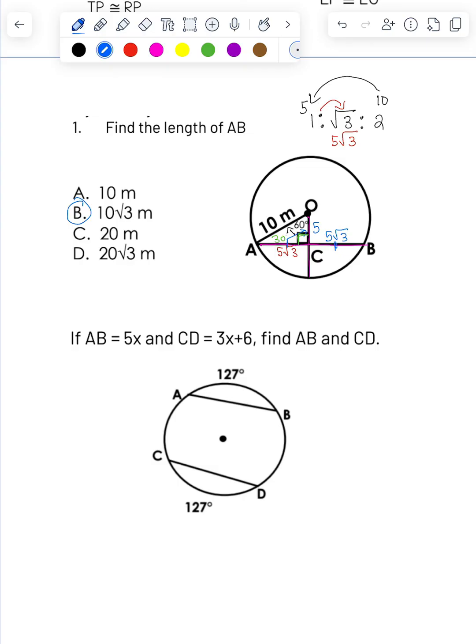If we take a look at the next example, it says if AB, the segment, is 5x, and CD, the segment, is 3x plus 6, and these should have bar symbols here, find the length of AB and CD. And I'm just going to put those bar symbols on top, even though you don't need those to represent the length of line segments. That way we don't accidentally confuse them for the arcs.